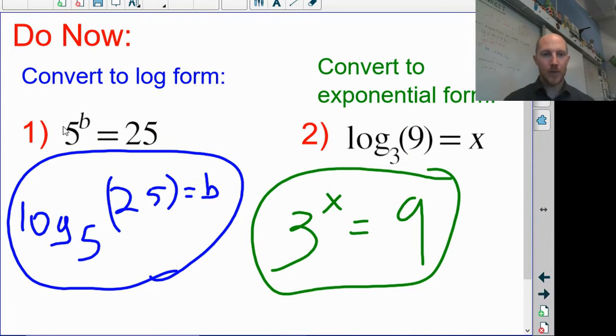So we'll keep the same base on the exponent, log base 5. Output comes next, so log base 5 of 25 equals b. Always the answer is going to be that exponent. And for number 2, converting into exponential form, keep the same base. The base of the log turns into the base of our exponent. The exponent is the x on the other side of the equal sign from the log. So 3 to the power of x equals 9.